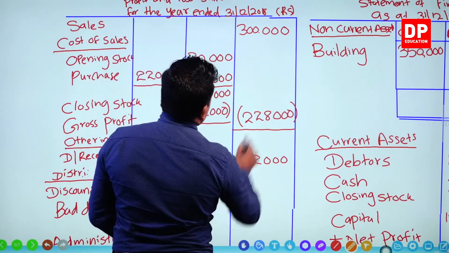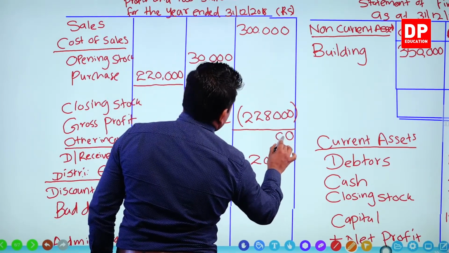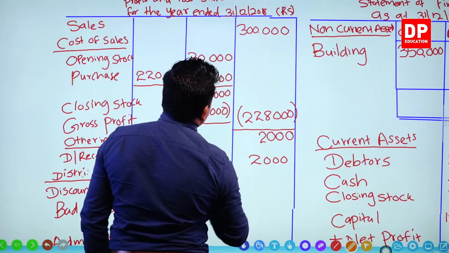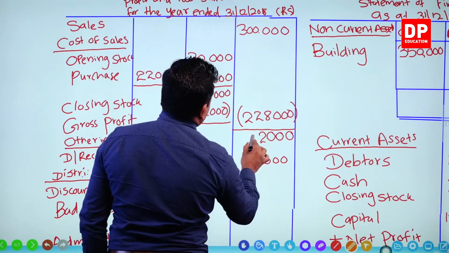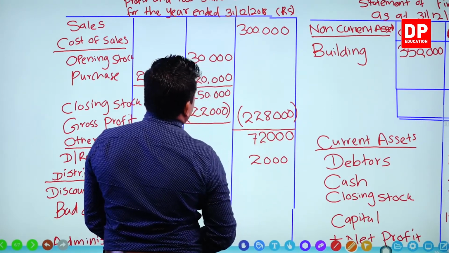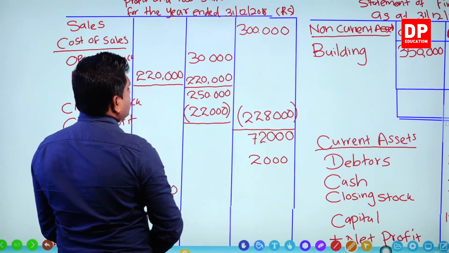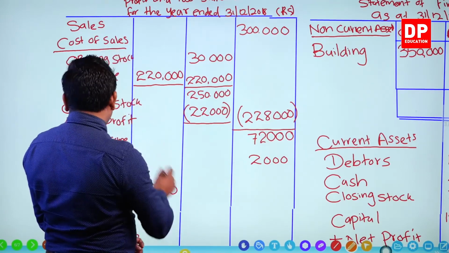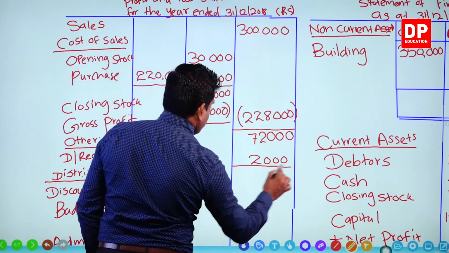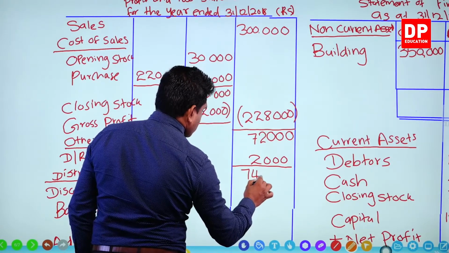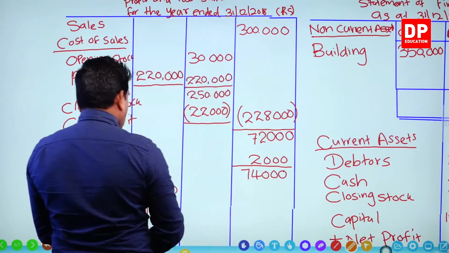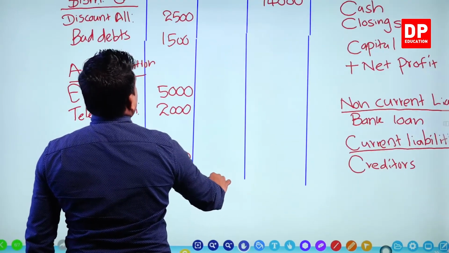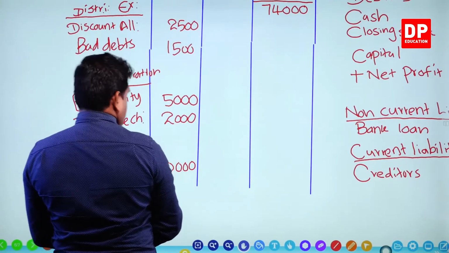Then you find the answer, 72,000. 72,000 is the gross profit, right? Then discount received 2,000, then 74,000. Okay, now total income is 74,000. Then you can see the expenses.